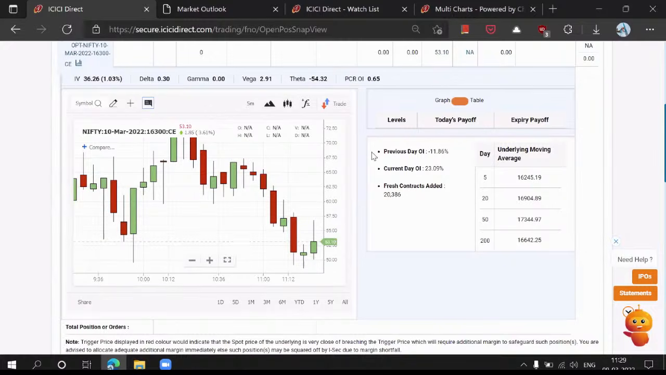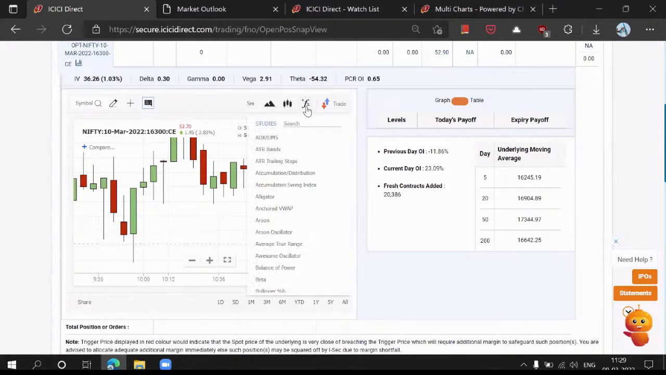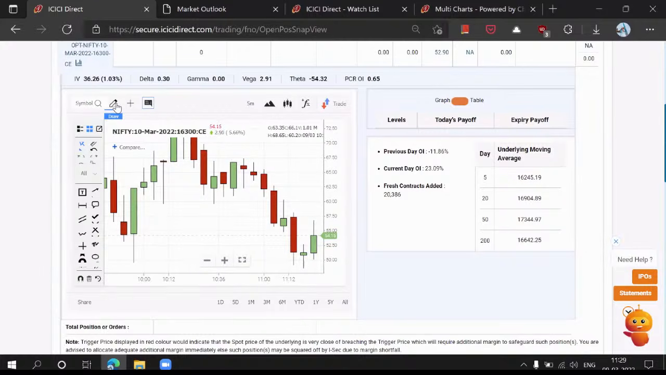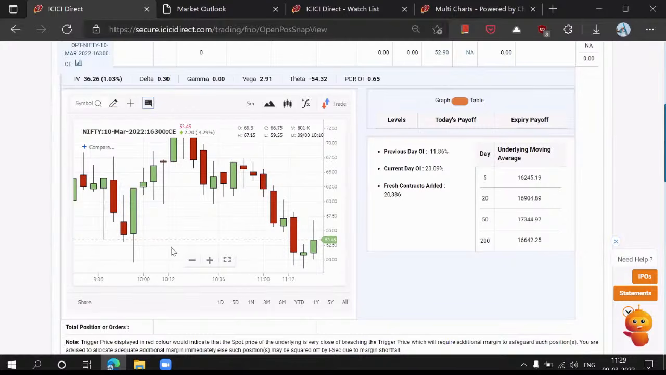So this is something which gets you further insights in the trades that you build up. As we see here, you can build in your studies here. All that is completely available on the ICICIdirect platform.